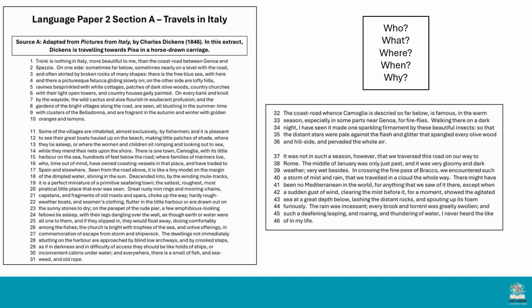It was not in such a season, however, that we traversed this road on our way to Rome. The middle of January was only just past, and it was very gloomy and dark weather, very wet besides. In crossing the fine pass of Bracco, we encountered such a storm of mist and rain that we travelled in a cloud the whole way.